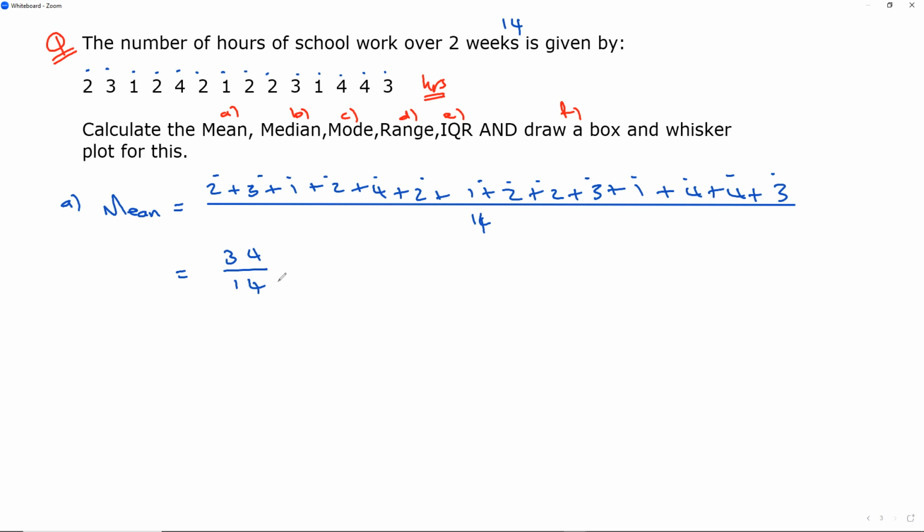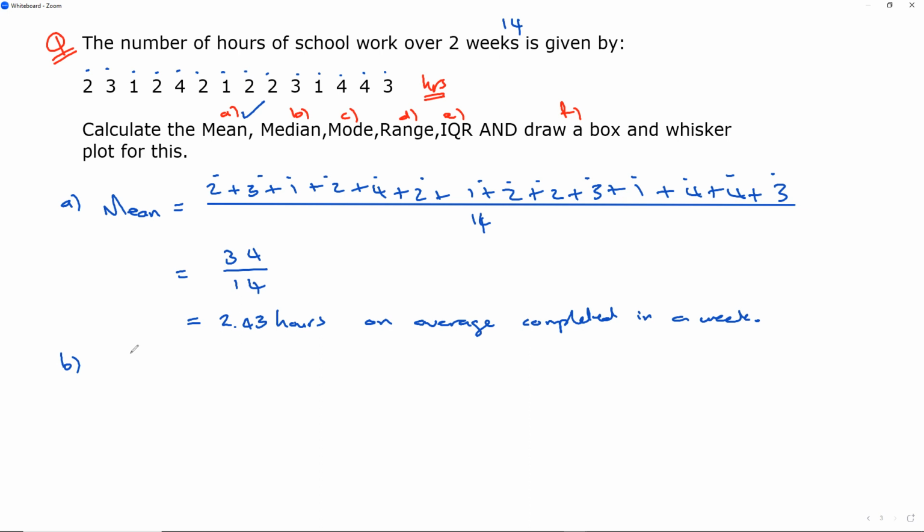So here we go. 2 plus 3 plus 1 plus 2 plus 4 plus 2 plus 1 plus 2 plus 2 plus 3 plus 1 plus 4 plus 4 plus 3. Yep, it's 34. Divided by 14 comes to 2.43. And we can see on average, we've done 2.43 hours. Don't forget to use the units: hours of work on average completed in a week. All right, so mean done.